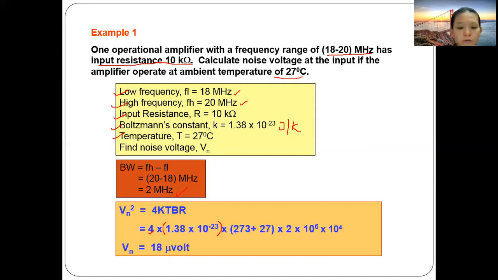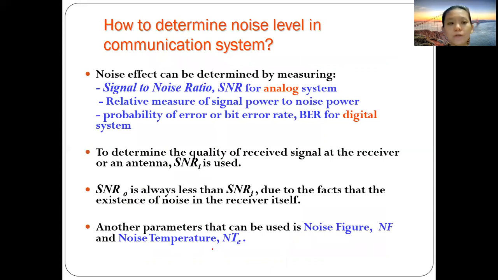Temperature in Kelvin, so we have 273 plus 27 degrees Celsius to change to Kelvin. Okay. Then we multiply with our bandwidth, 2 MHz, which is 2 times 10 to the power of 6. Okay, then the last one is our R, 10 kilo ohm, so we have 10 to the power of 4. Okay, then we multiply it and we square root it, we have 18 microvolts. So this is our noise voltage. Okay, now we go to the next part.